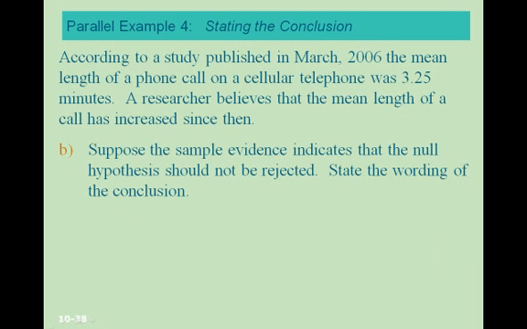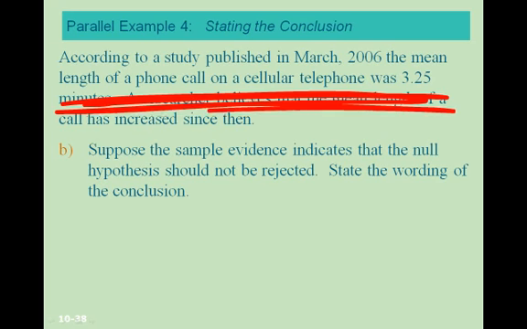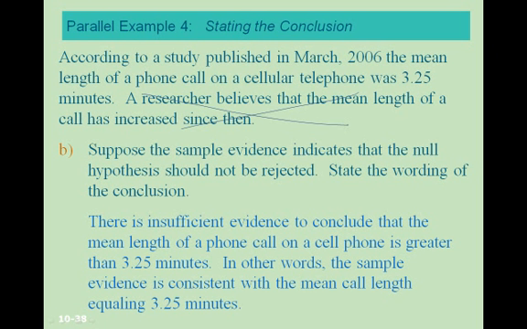And in part B now, we're going to suppose that the sample evidence indicates that the null hypothesis should not be rejected. And we want to state the wording of this conclusion. So if our null is not rejected, then that means we're going to reject the alternative. So we're going to cross that sentence out. And so then we're going to focus on backing up our null hypothesis. And the way that we would word that is to say that there is insufficient evidence to conclude that the mean length of a phone call on a cell phone is greater than 3.25 minutes. Or in other words, the sample evidence is consistent with the mean call length equaling 3.25 minutes.